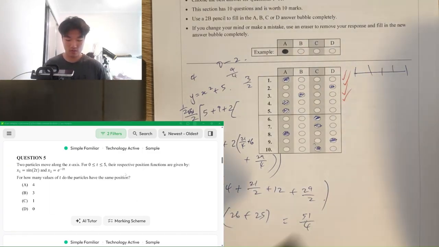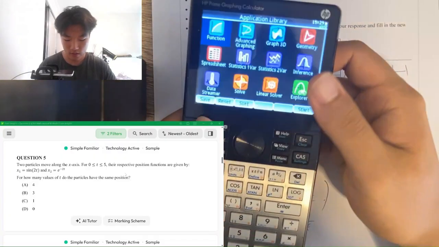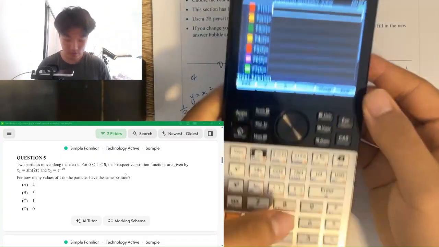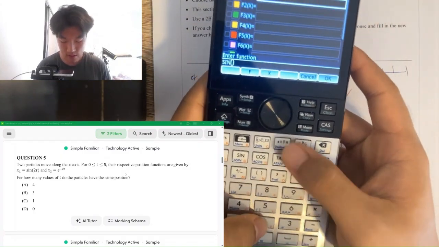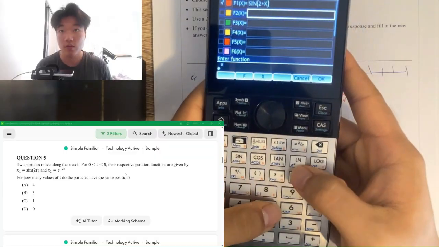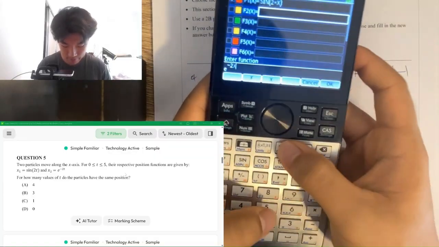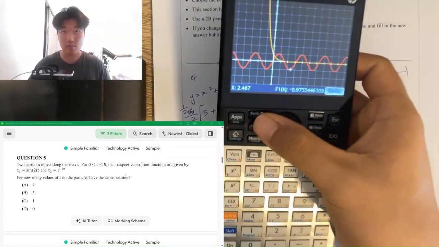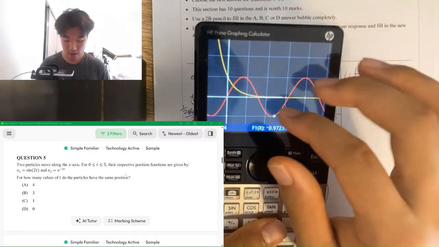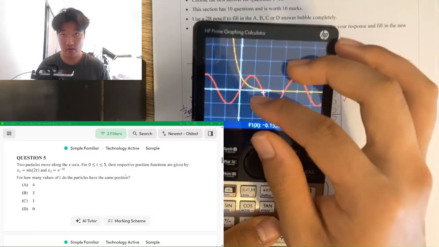A lot of these questions, I noticed when I was doing them, just require using the graphics calculator and just graphing them. That's all you need to do. So again, we just graph them, and we press plot. Then we need to remember the domain. So it's from 0 to 5.